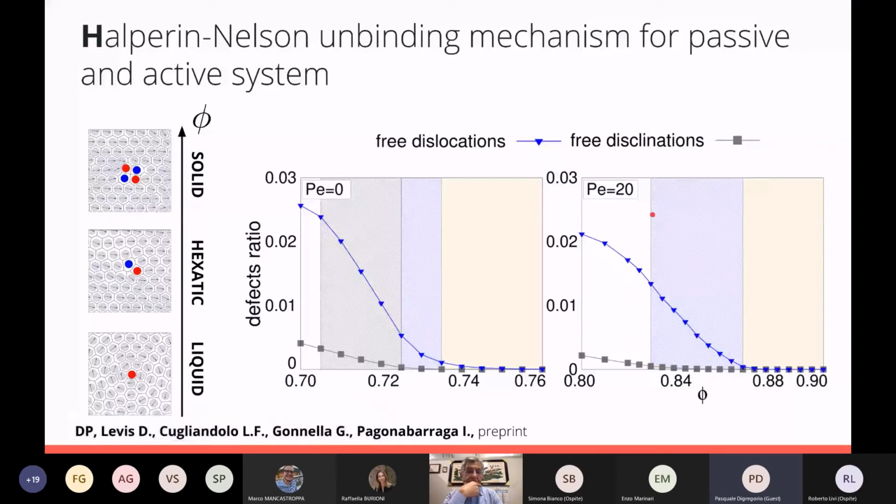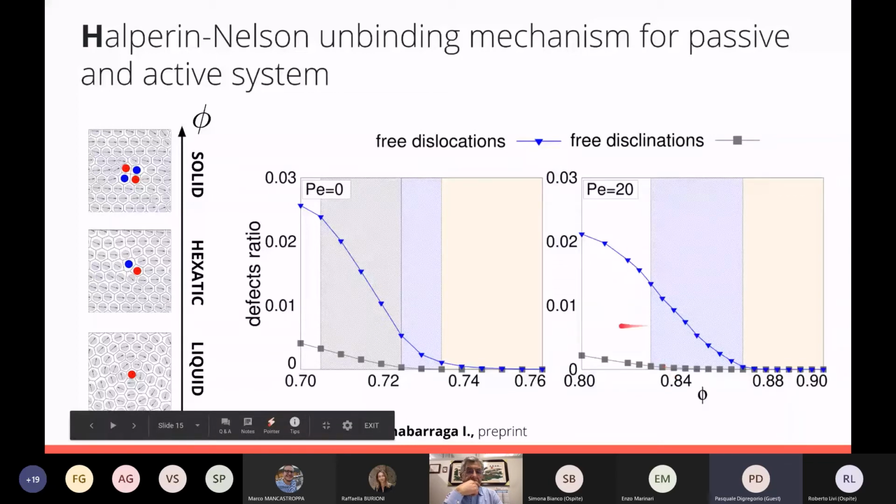In particular, they just proliferate at the hexatic-liquid phase transition in the active case, where we have a continuous phase transition, and we start seeing free disclinations at the beginning of the coexistence region at Péclet 0, where we have a first order phase transition.